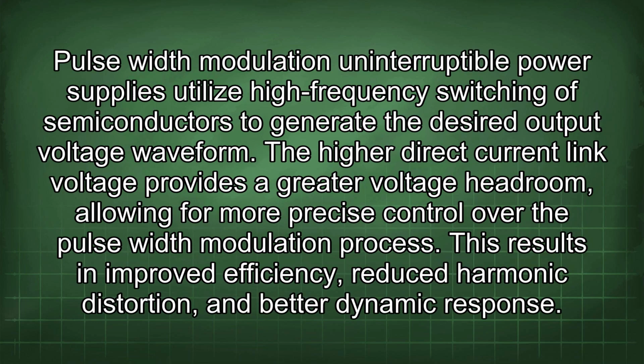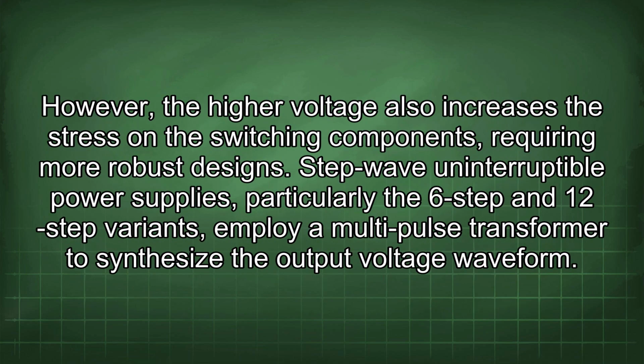Pulse width modulation uninterruptible power supplies utilize high-frequency switching of semiconductors to generate the desired output voltage waveform. The higher direct current link voltage provides a greater voltage headroom, allowing for more precise control over the pulse width modulation process. This results in improved efficiency, reduced harmonic distortion, and better dynamic response. However, the higher voltage also increases the stress on the switching components, requiring more robust designs.